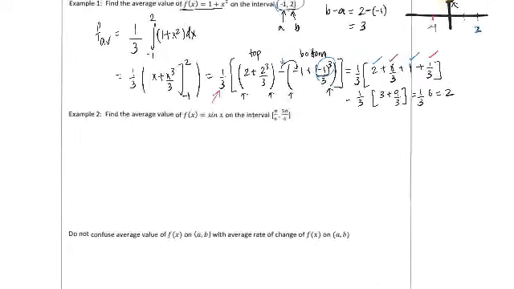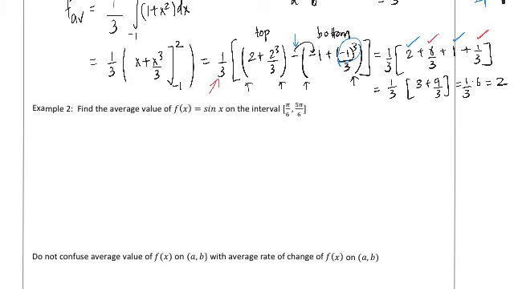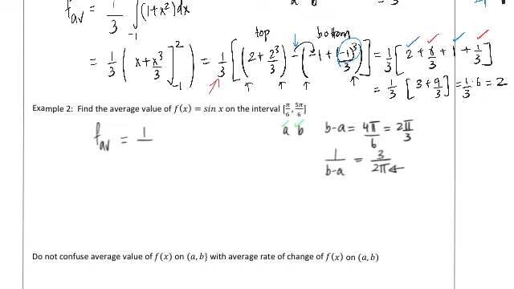Okay, let's do another one. So here we're finding the average value of sine of x on the interval from pi over 6 to 5 pi over 6. So we're going to write our equation again. F average is equal to 1 over, here we have an a of pi over 6 and a b of 5 pi over 6. So b minus a is equal to 5 minus 1, 4 pi over 6 or 2 pi over 3. Recognize that when you do 1 over b minus a, 1 divided by 2 pi over 3 becomes 3 over 2 pi. The pi goes in the denominator when you flip this fraction.